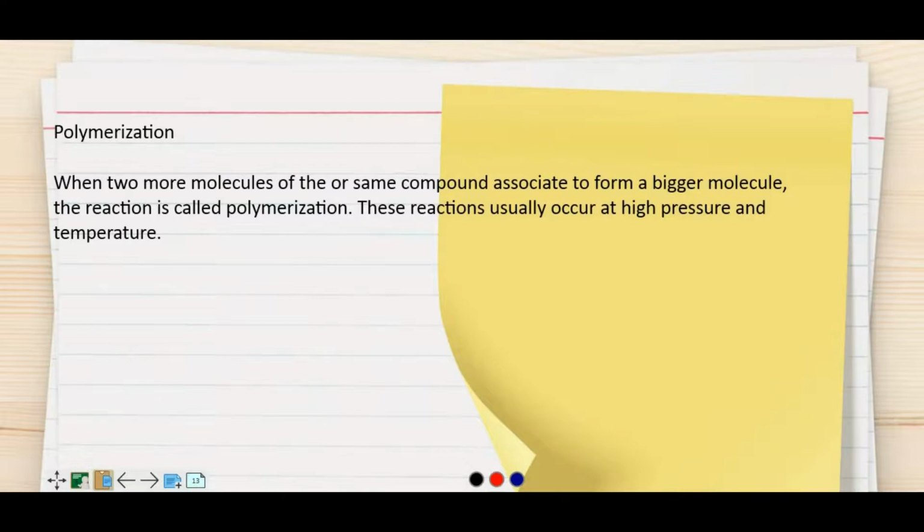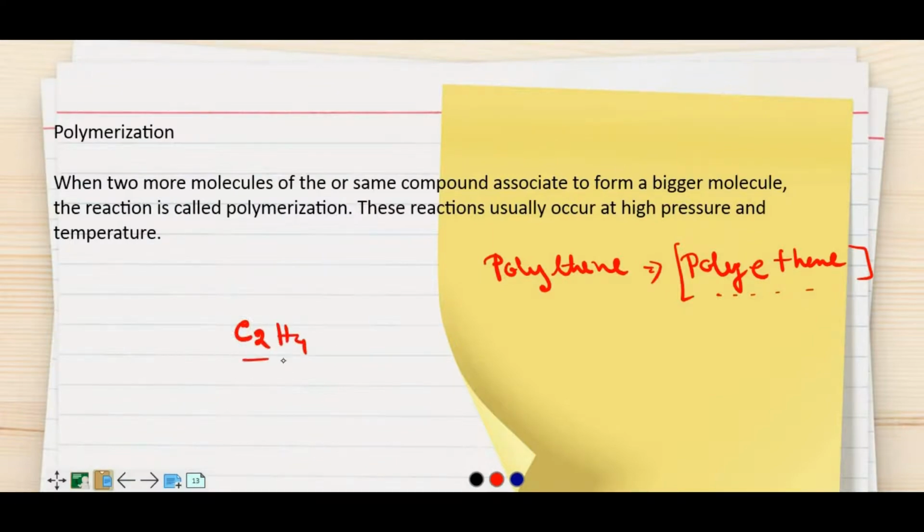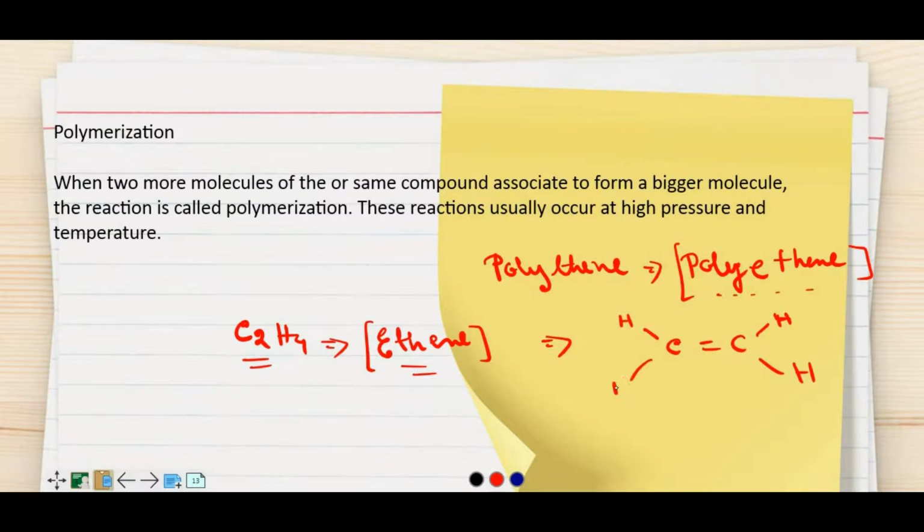The next type of reaction is known as the polymerization reaction. This is also not in our syllabus, but still we need to know the basic concept. In organic chemistry we will find several such reactions, and the most important one that we use is polyethylene, that is polythene. Polythene is the short form of polyethylene. It is prepared from C2H4, an organic compound known as ethene. The ethene structure looks like this: C double bond C, and each carbon holds two hydrogens.